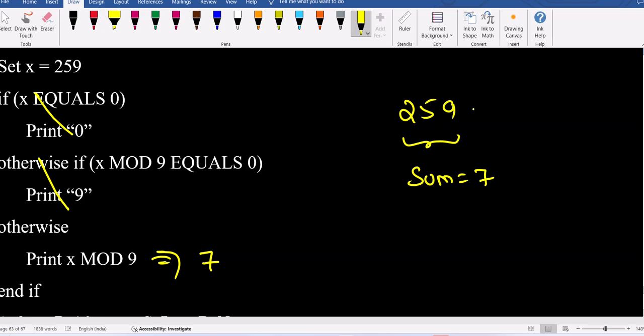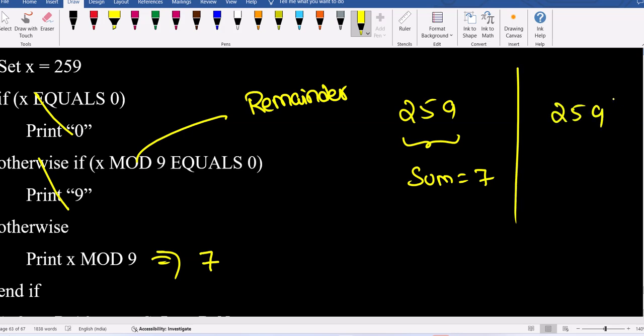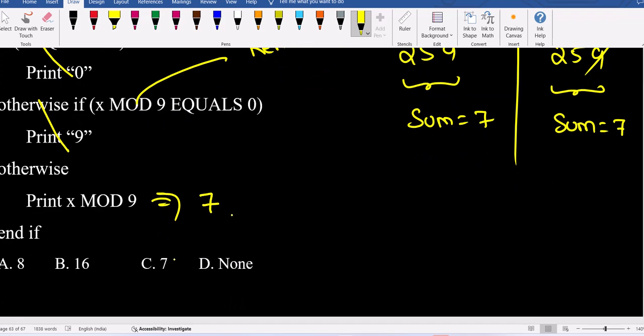When 259 is divided by 9, mod will give the remainder always. The shortcut is 9, you need not calculate directly. You can put sum equal to 7. If you consider it, also time waste only. How's that? 2 plus 5, 7, 7 plus 9, 16, 1 plus 6 is 7 only again. Sum of digits means we can bring it back to a single digit. So 7 here. So option C.